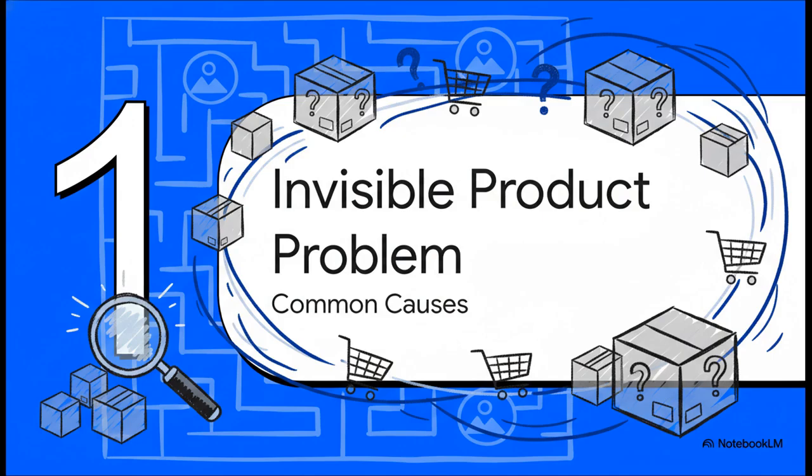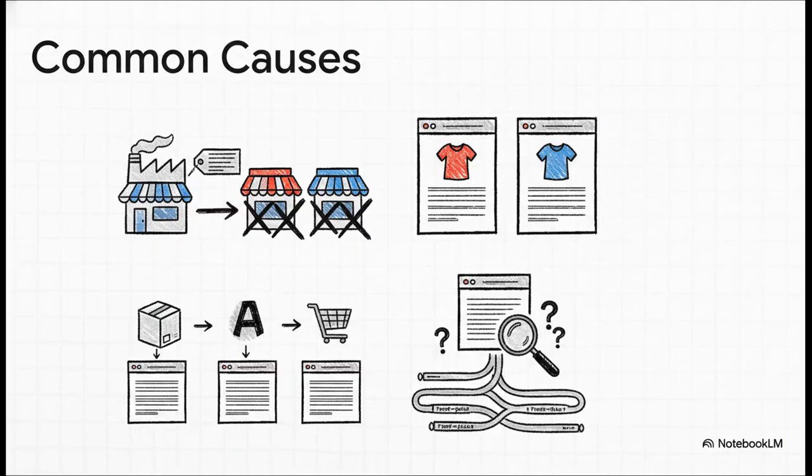So, where does this invisible product problem actually come from? Let's dig into the specifics of how you might be creating these duplicates without even having a clue that you're doing it. When you look at this list, what's wild is that all of these things seem totally normal. I mean, copying the manufacturer's description? Of course, it's fast, and they know the product. The problem is, 1,000 other sellers are doing the exact same thing.